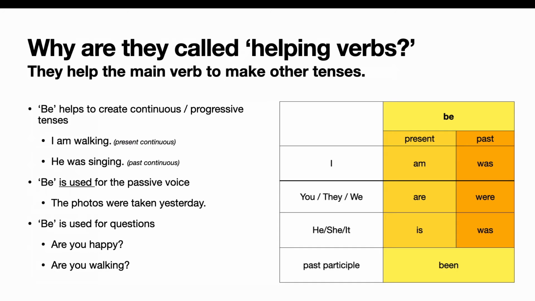Finally, be is also used for questions, like are you happy? Are you walking? So any sentence that uses be as the helping verb will use be for a question. So if I say you are happy, to change it into a question, we would say are you happy?